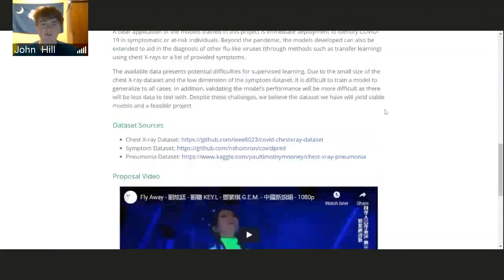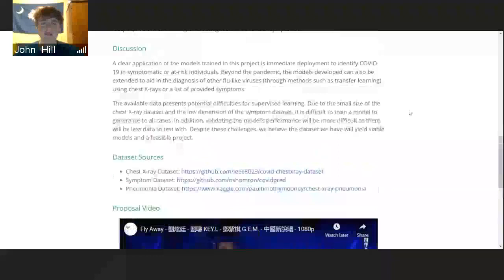A clear application of the models trained in this project is immediate deployment to identify COVID-19 in symptomatic or at-risk individuals. Beyond the pandemic, the models developed can also be extended to aid in the diagnosis of other flu-like viruses through methods such as transfer learning by using chest X-rays or a list of provided symptoms.